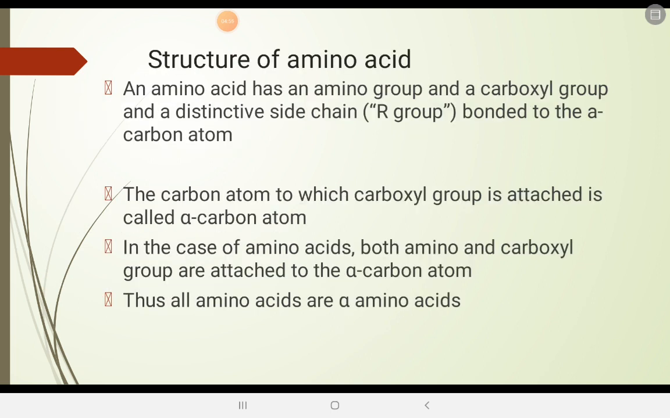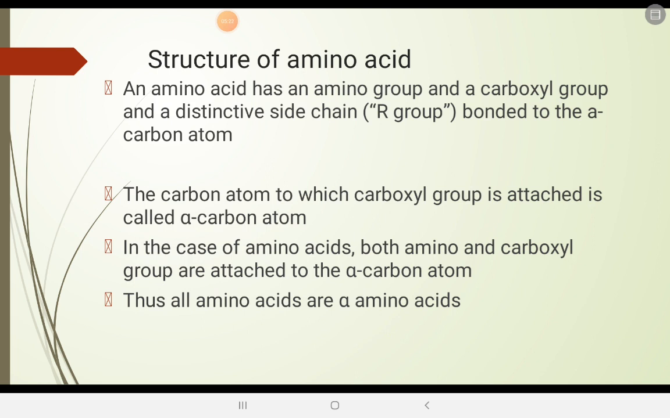Coming to the structure of amino acid. An amino acid, as the name indicates, has an amino group and a carboxyl group and a distinctive side chain. The side chain is known as the R group, bonded to the alpha carbon atom. The carbon atom to which the carboxyl group is attached is called the alpha carbon atom.